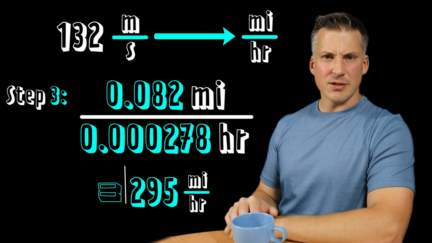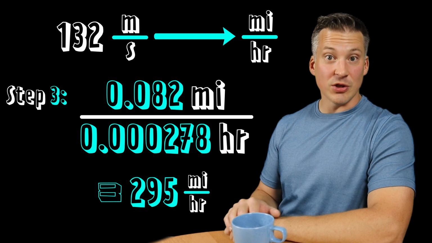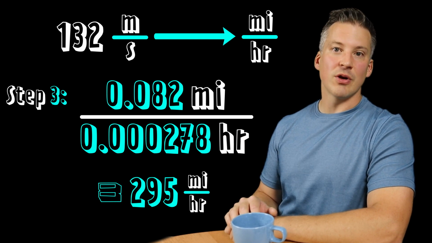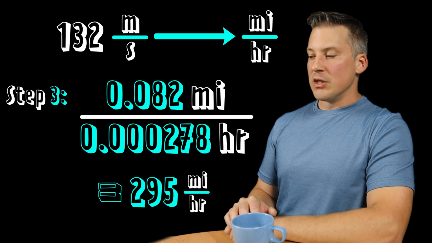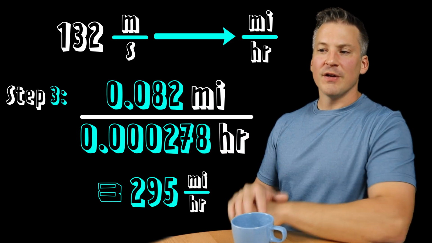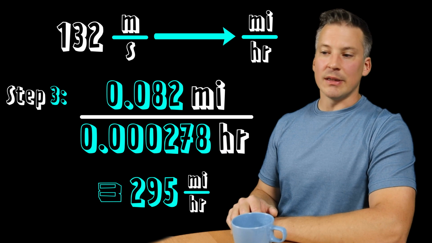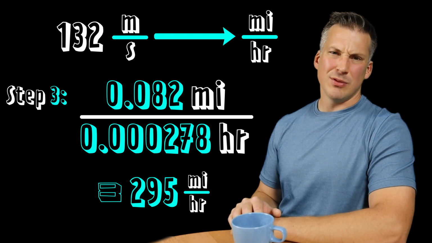So this answer has 3 sig figs, and the reason for that is because we started with 3 sig figs. We started with the 132 meters per second. If you forget the sig figs, don't worry about it. I'm not going to care. Your professor might, but who cares, right?